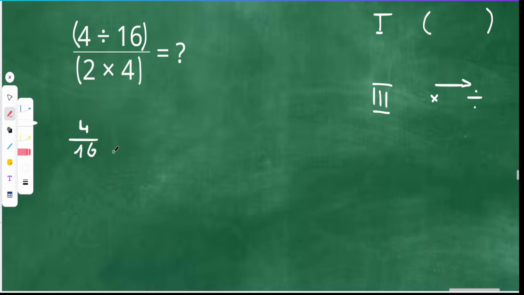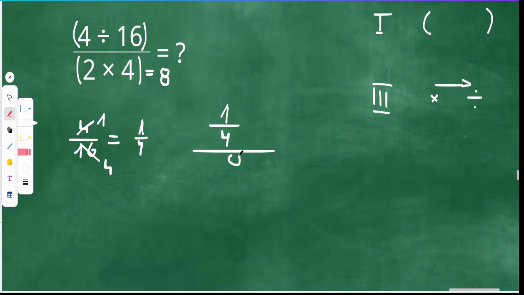I previously calculated what 4 divided by 16 is. Maybe you remember, but I will show you this also written as a fraction to make it easier to calculate. We can reduce such a fraction by 4, and it comes out to 1 in the numerator and 4 in the denominator. This is 1/4. From the multiplication table, we know what 2 multiplied by 4 is. Here on the side we will write that it is 8. We can now write down a simplified version of this fraction. This is 1/4 divided by 8.